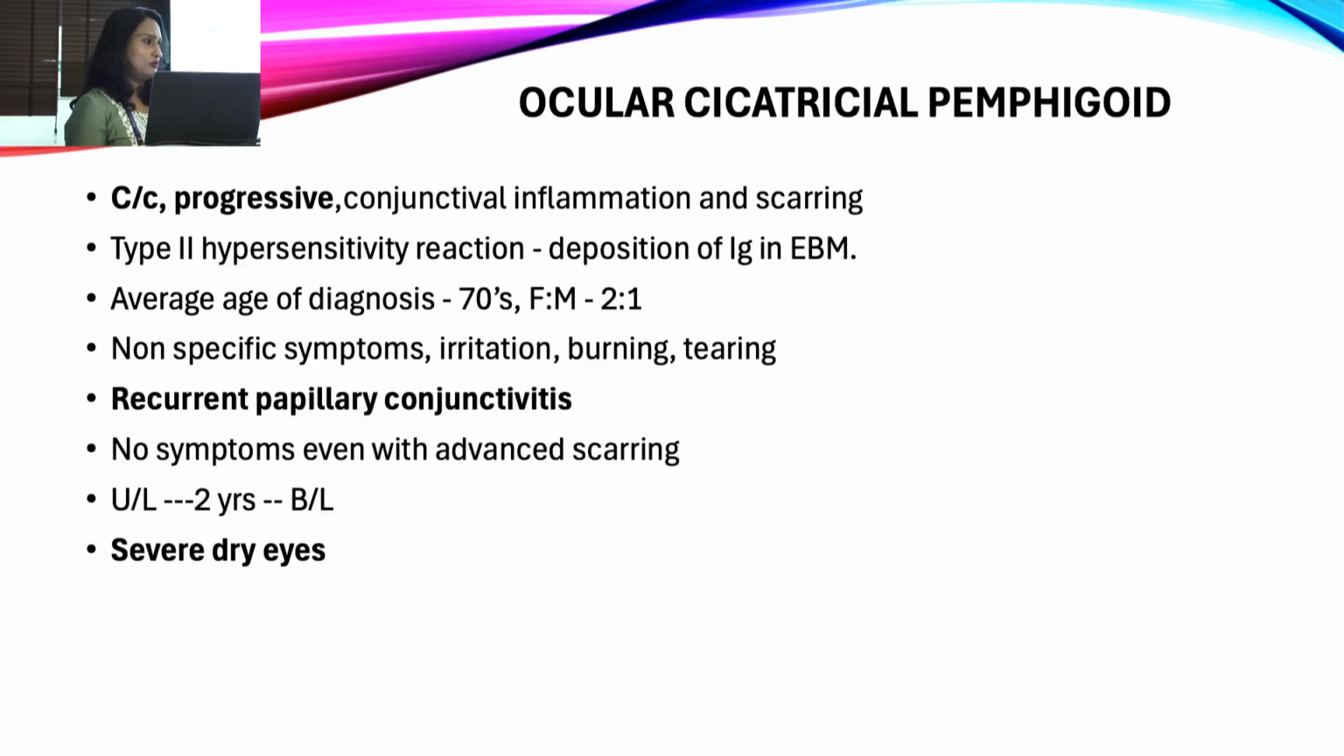Now come a few slides about the cicatrizing conjunctivitis conditions. That is, one is ocular cicatricial pemphigoid. This is a chronic progressive condition. We need to have this suspicion in our mind when we see a chronic patient of conjunctivitis, because this is a progressive condition which can go on to cicatrizing complications.